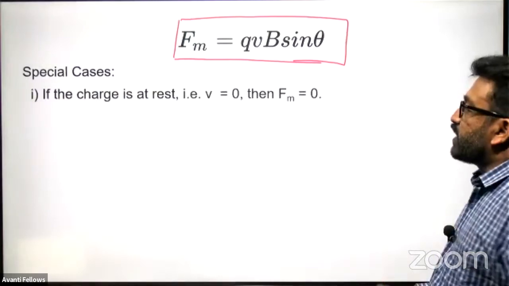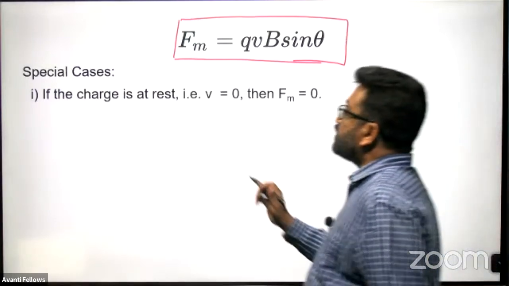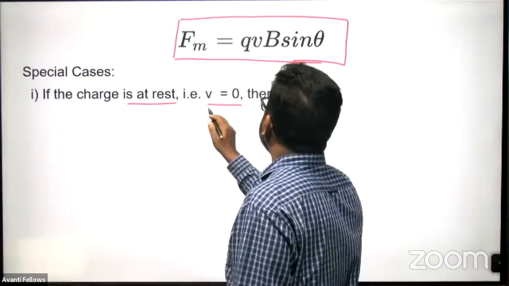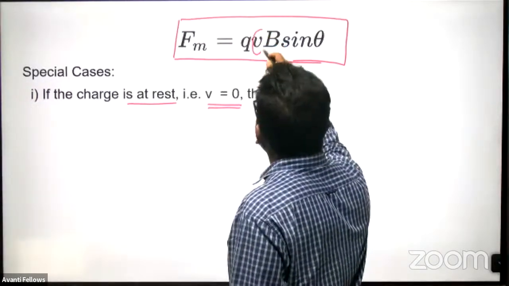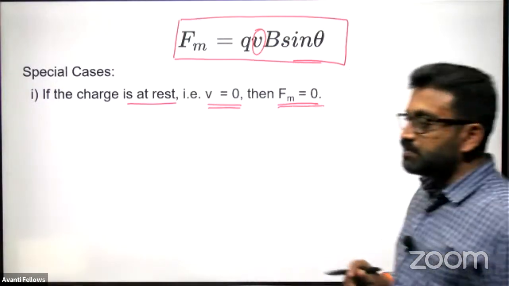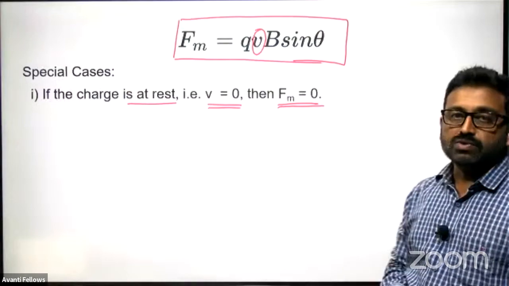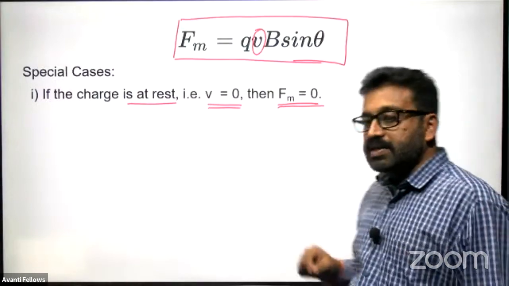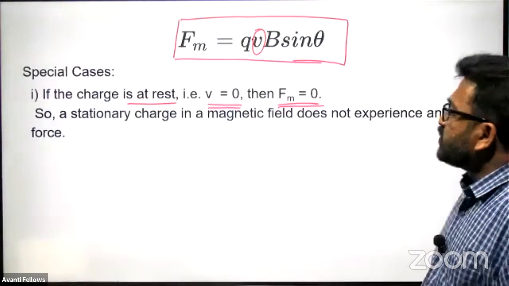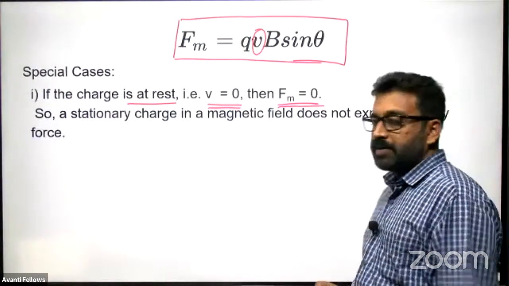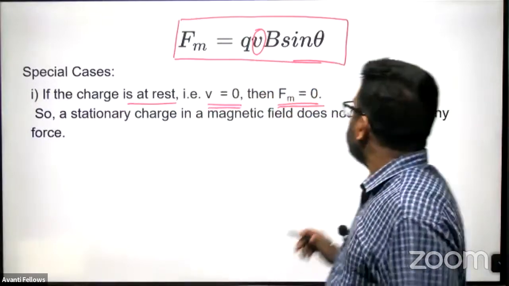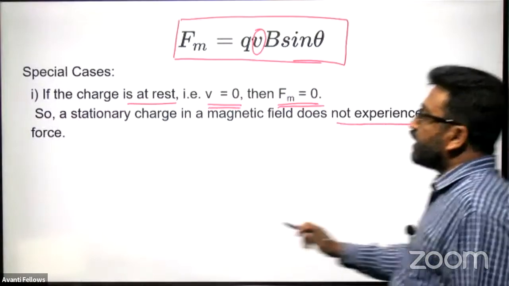There are certain special cases. If the charge is at rest, that means the velocity of the charge will be 0, V will be 0, then Fm will be 0. Lorentz magnetic force will be equal to 0 when the charge is at rest. So a stationary charge in a magnetic field, that means a charge which is resting at a point in a magnetic field, does not experience any force.